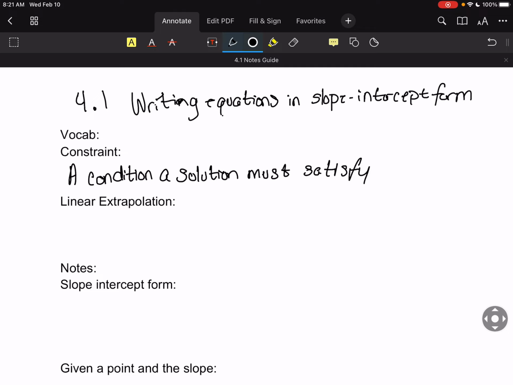And then linear extrapolation is using the linear equation to make a prediction.